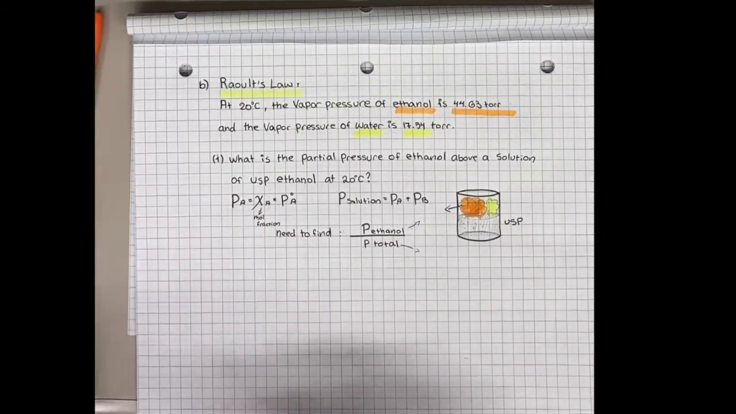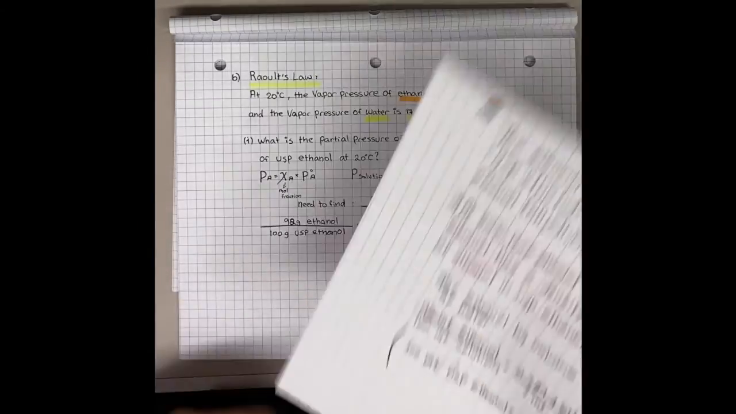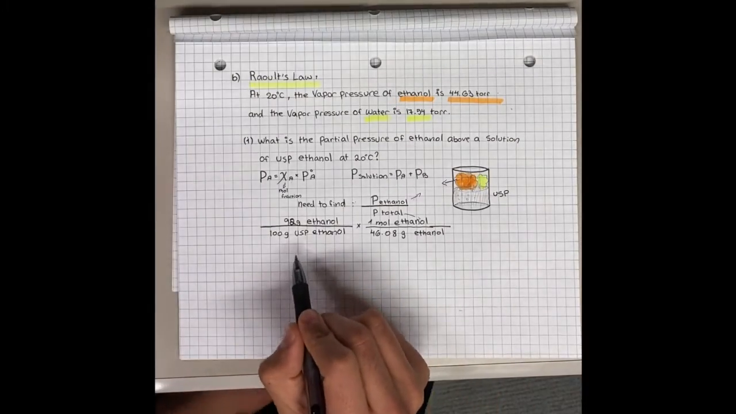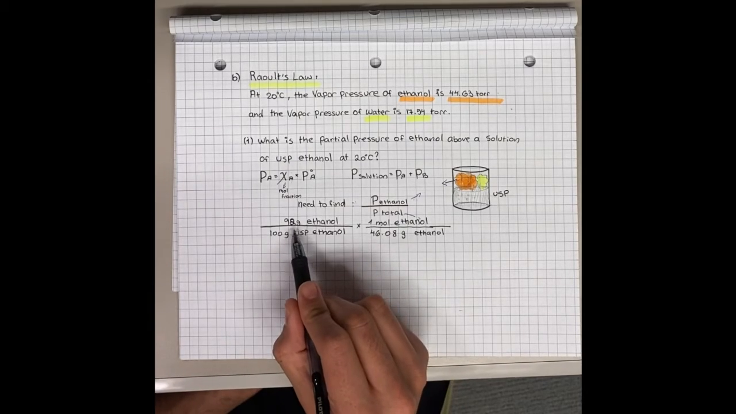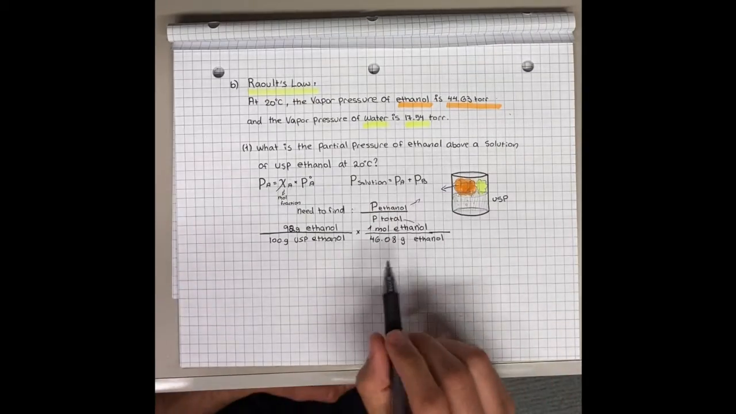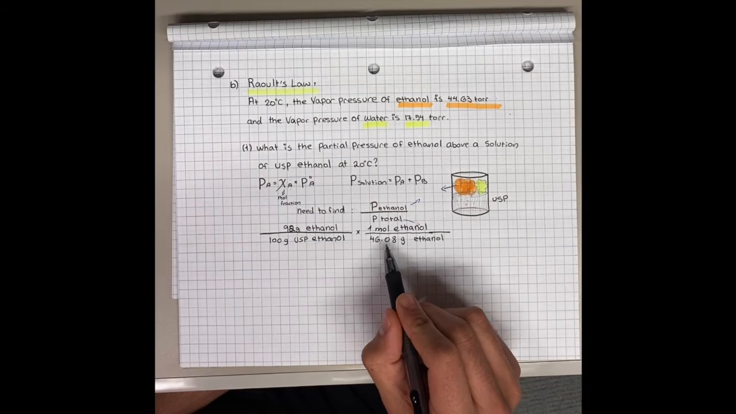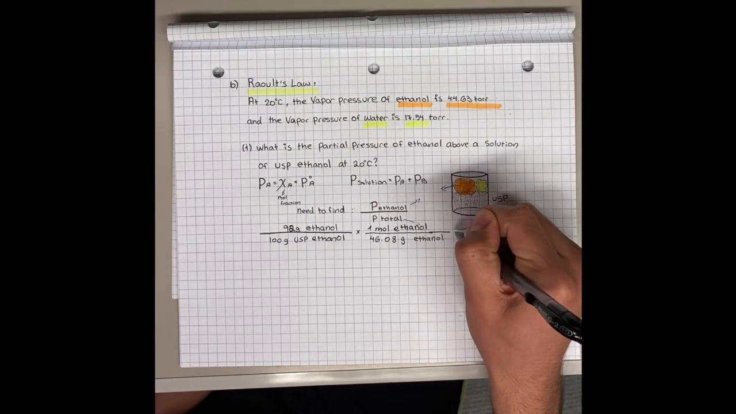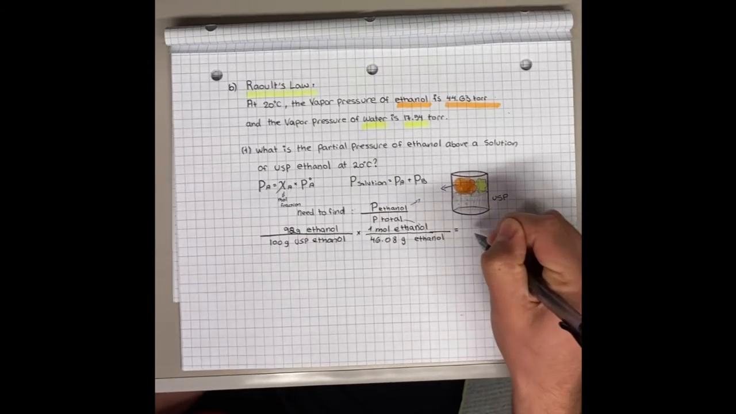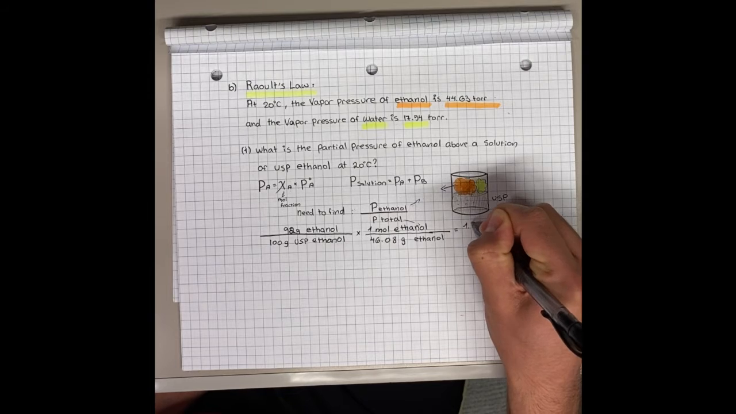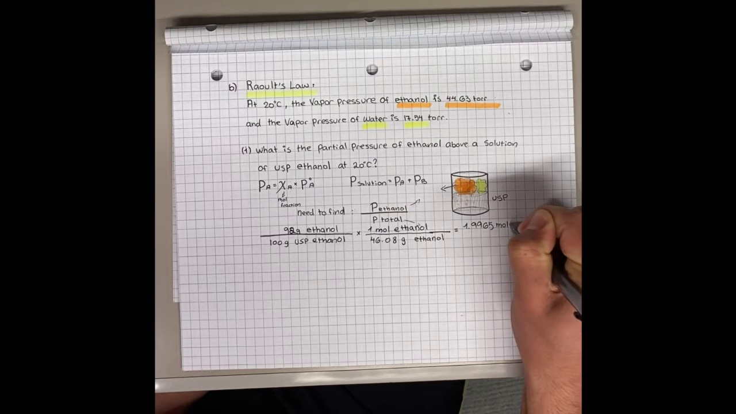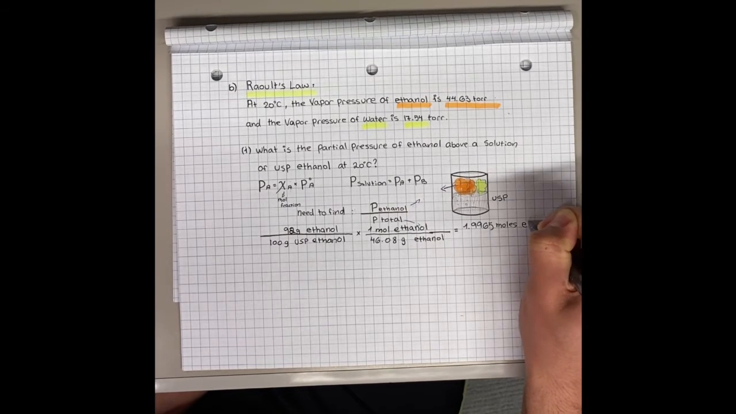So let's do this. I have 92% of ethanol by mass. So for each 100 grams of ethanol solution, 92 grams out of that is going to be due to ethanol. So again, I'm continuing. 1 mole of ethanol has 46.08 grams. That's the molar mass. So that gives me that in 92 grams of ethanol, I have 1.9965 moles of ethanol.